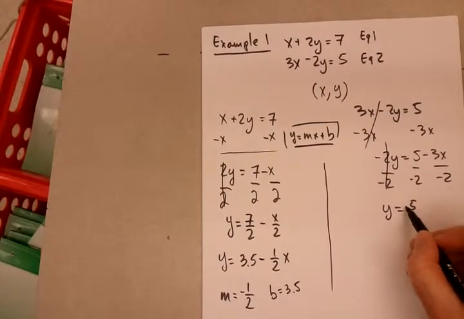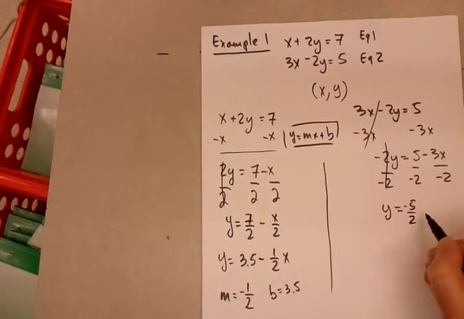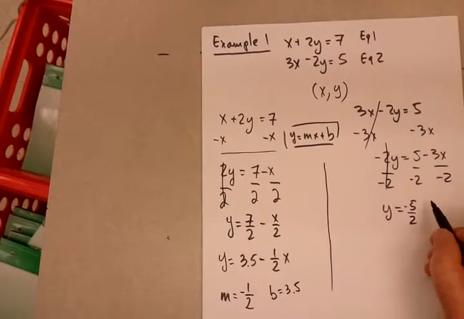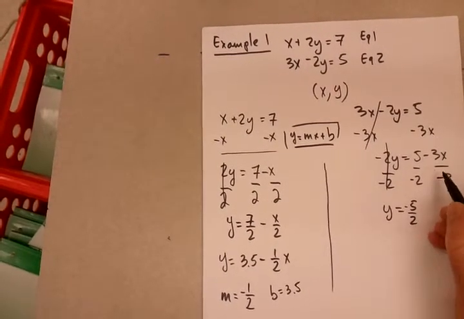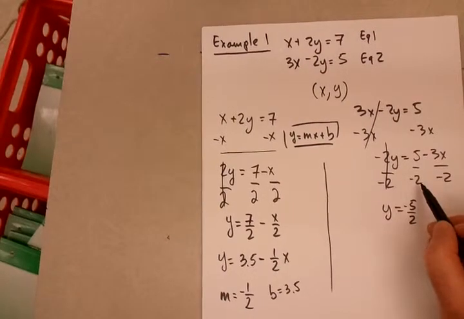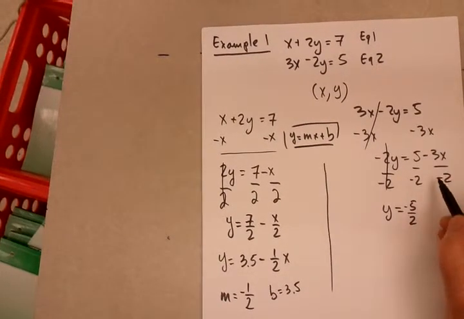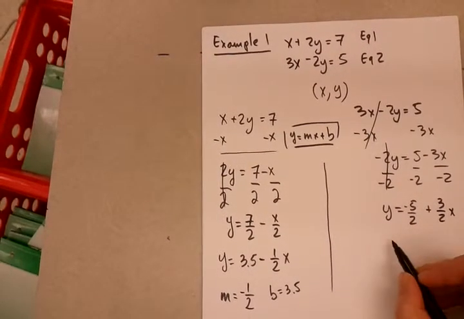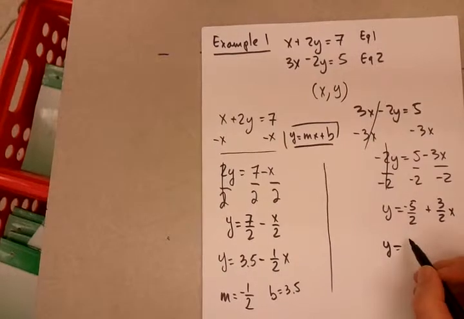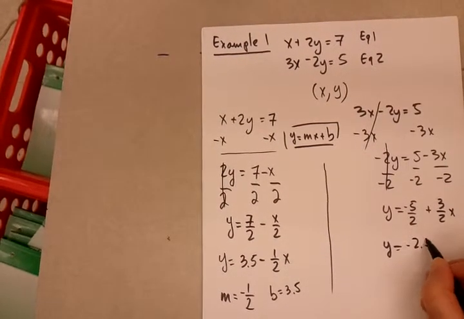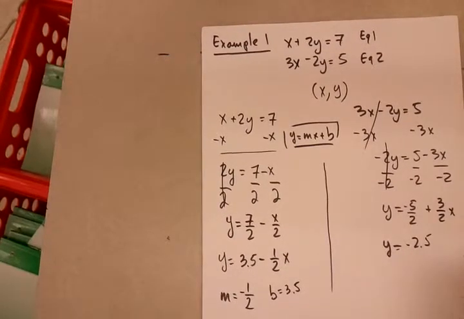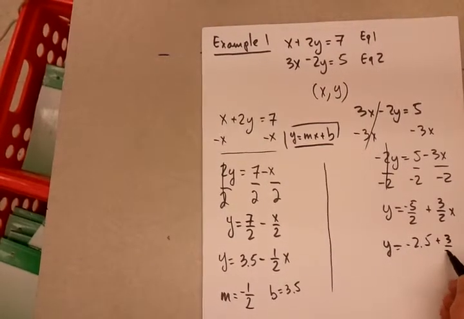So 5 over -2, I like to write my negative at the top, on the numerator. That's a better way of writing it. It doesn't really change anything, but it's 5 divided by -2, so it's a -5 over 2. And -3 divided by 2, negative by a negative, that's a plus, so it's a positive 3 over 2x. And again, I like to rewrite my intercept as a decimal instead of a fraction, so it's a -2.5. 5 divided by 2, that's 2.5, so that's why.